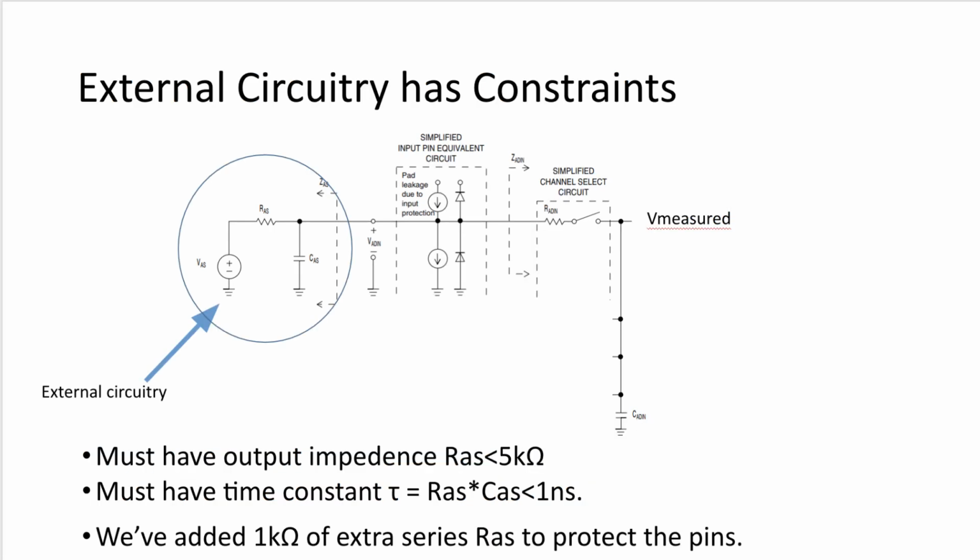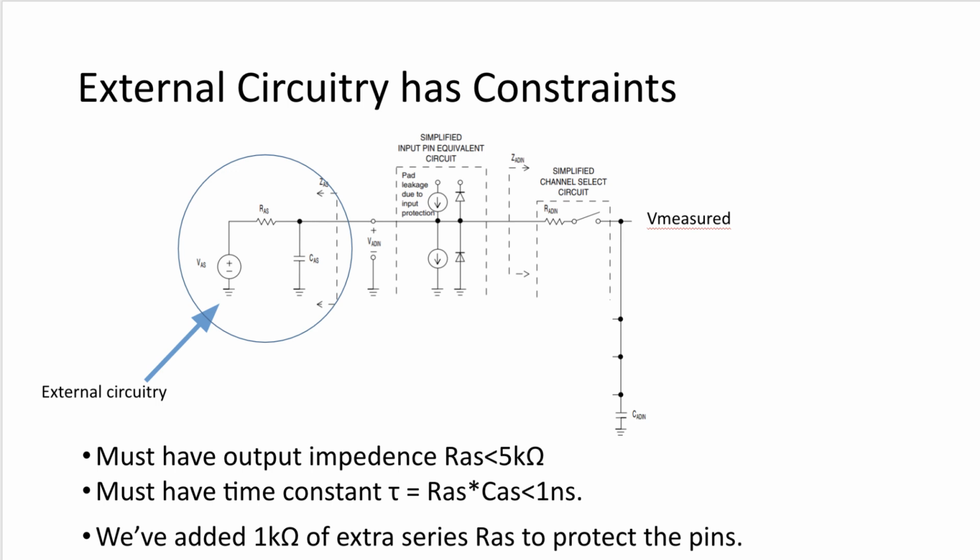So even though the Teensy input looks like a capacitor, we can't quite celebrate yet. It's still possible for our external circuitry to interact with that load in a really nasty way. In particular, it turns out the Teensy pin is really sensitive to the source impedance, which is why the datasheet includes some notes about the external circuitry. The Teensy needs to have RAS, the external series resistance, smaller than 5 kilo ohms to work. And it needs to have the product of RAS and CAS, which is the time constant of the external circuitry, less than 1 nanosecond. This is fine, but it means you can't hook a high impedance sensor straight up to the Teensy and expect it to work.